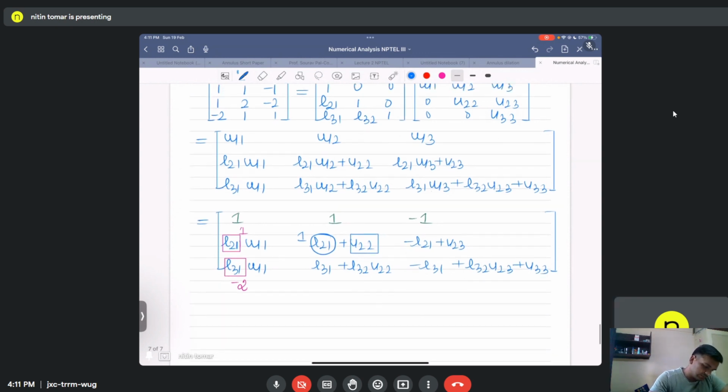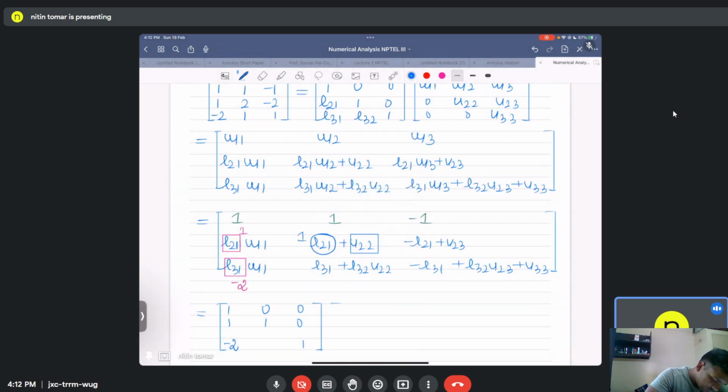Answer is 1, sir. Okay, you just check after doing all this calculation, because see, diagonal elements were 1, right? Now what is L21? From here it is 1, correct? Yes, sir. So I will put 1 here and minus 2 here. U22 is equal to 1, sir.